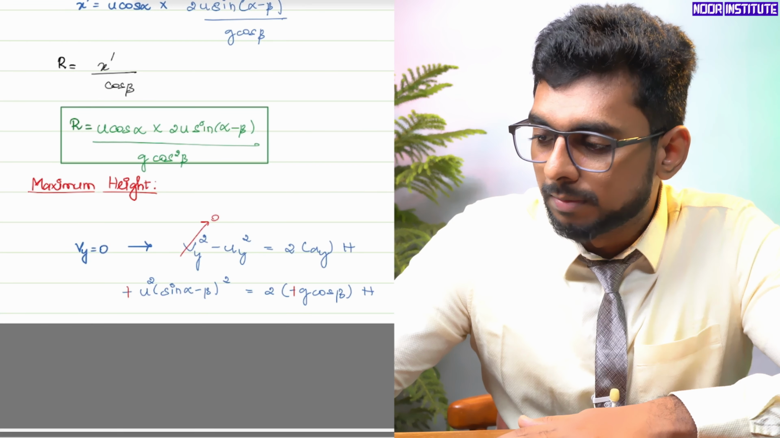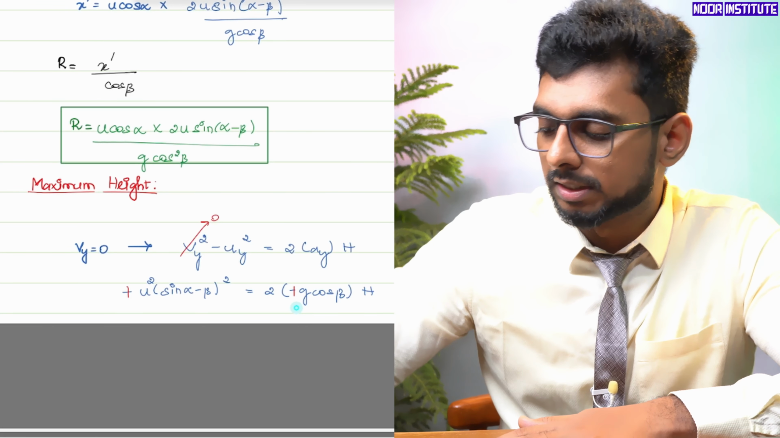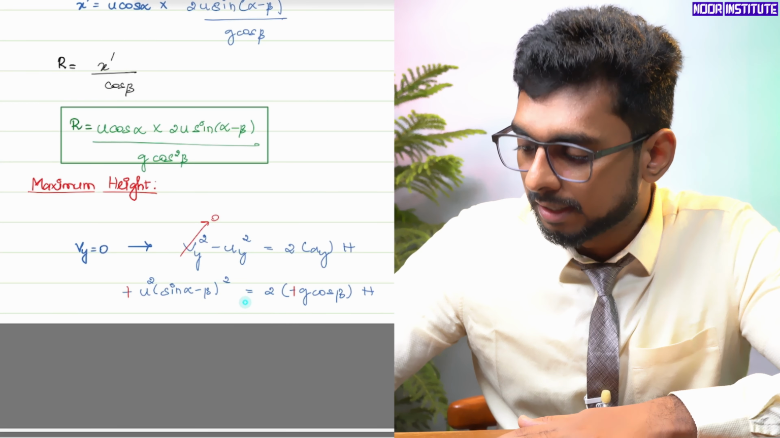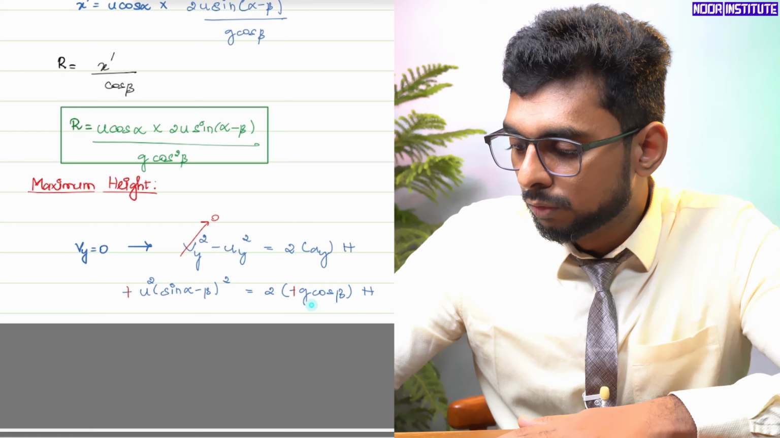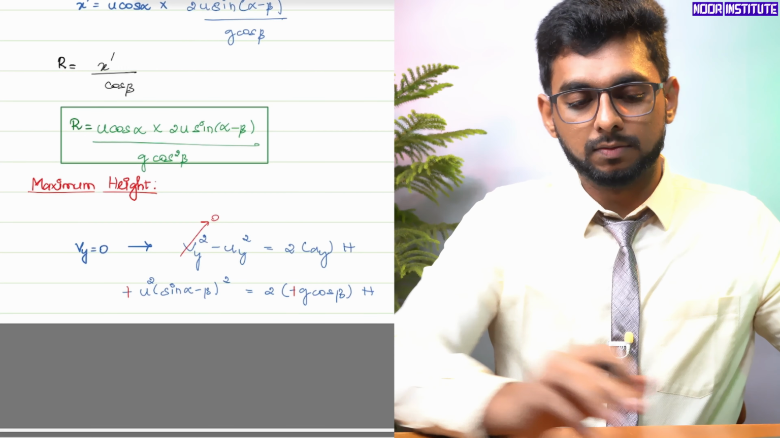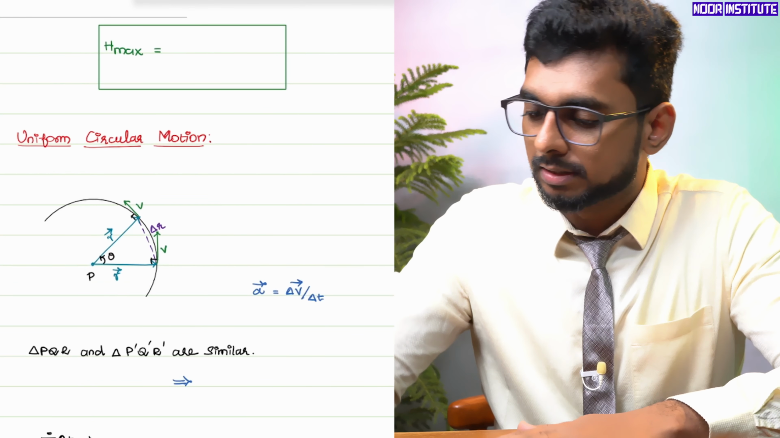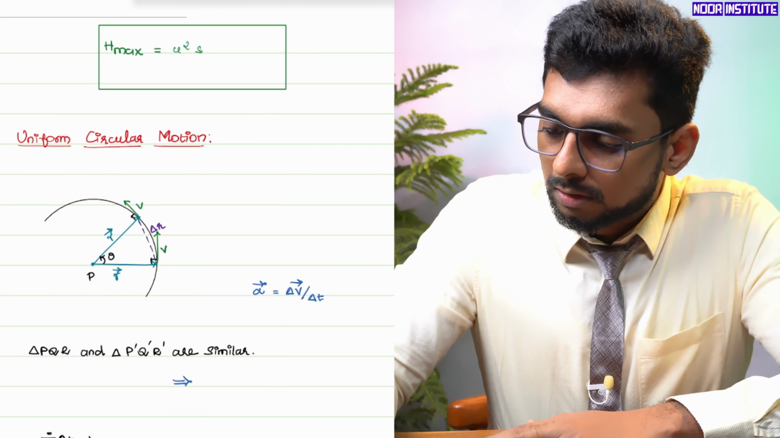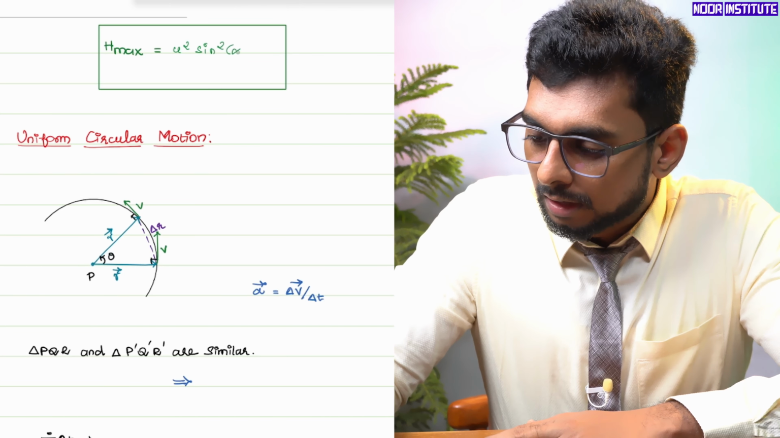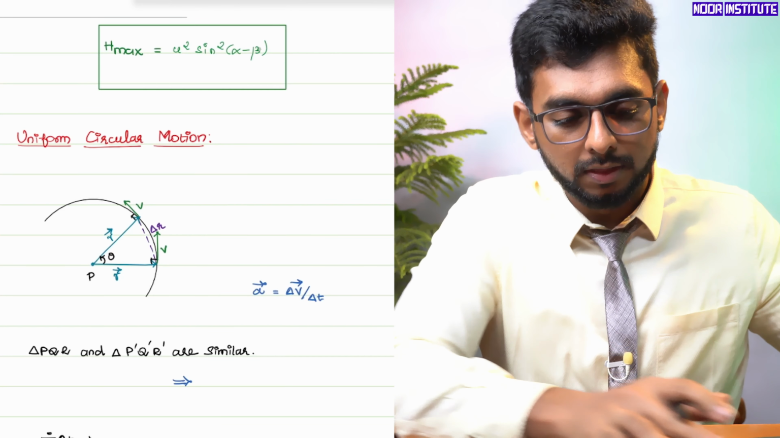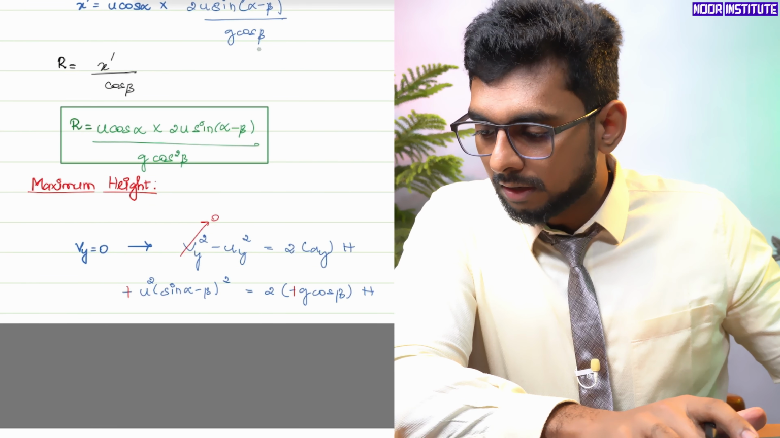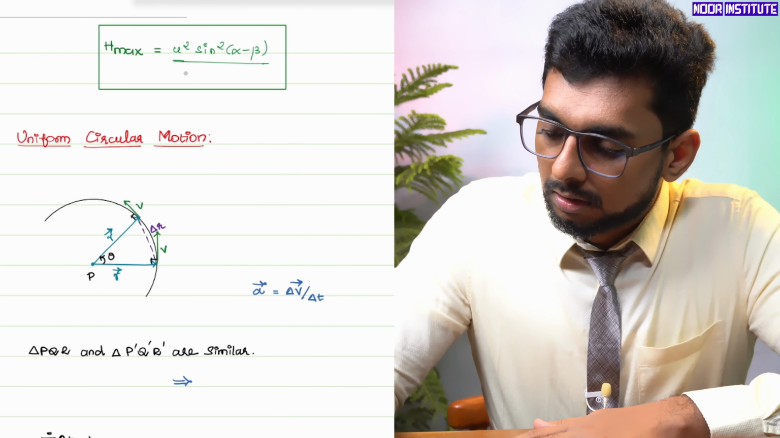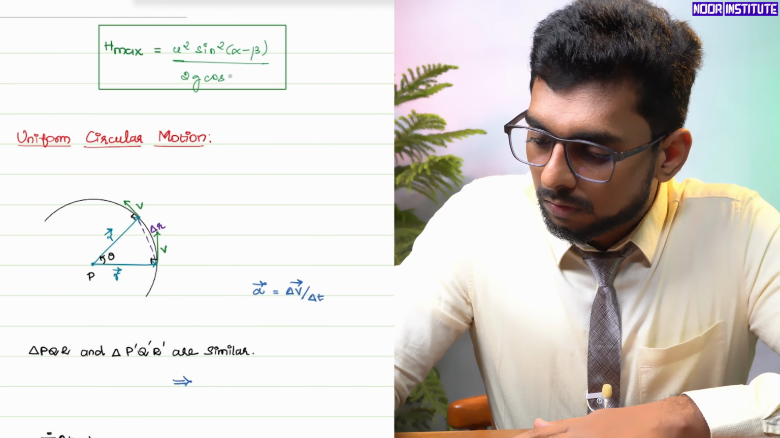So height h will just be the rearrangement of this. Height h will be equal to u square sine square alpha minus beta divided by 2g cosine beta. That will be my answer, h max. So h max here is u square sine square alpha minus beta, and in the denominator you have 2g cosine beta.